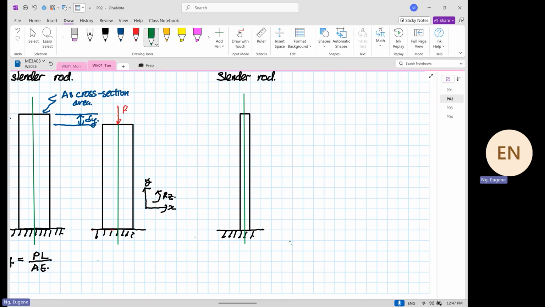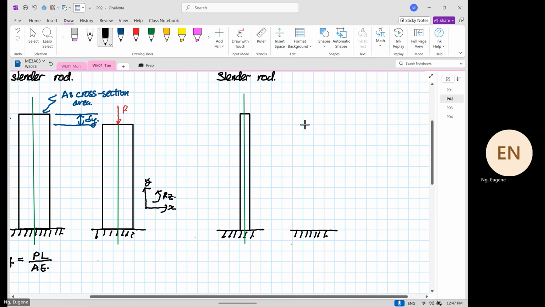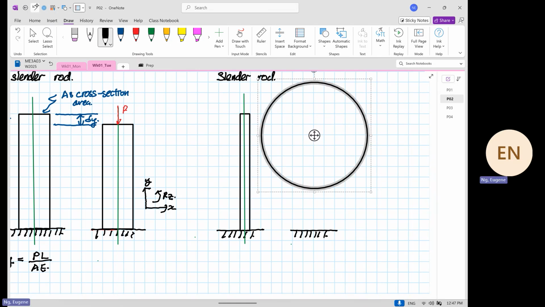On putting the load, so now we introduce a load. What will happen now is this. Okay, not that, sorry. Is this.